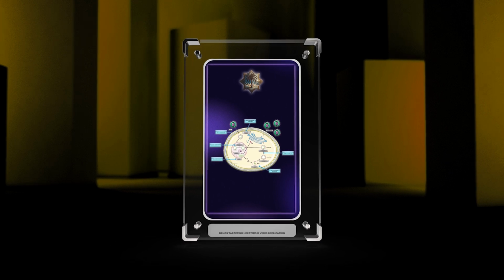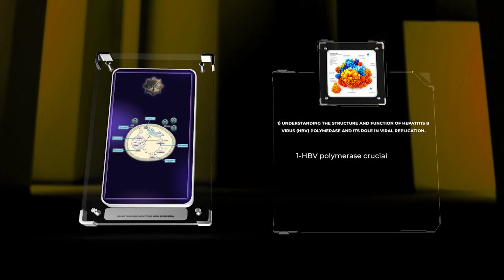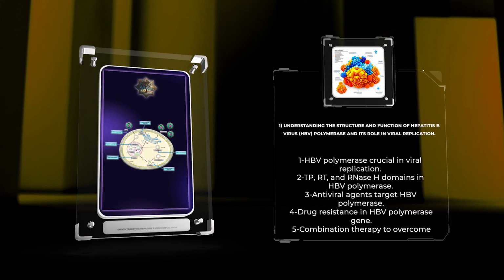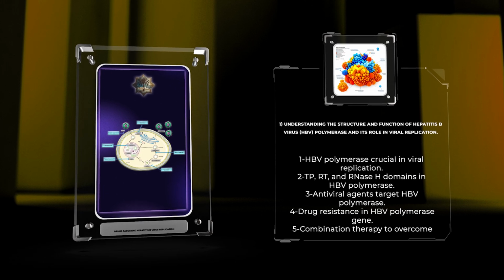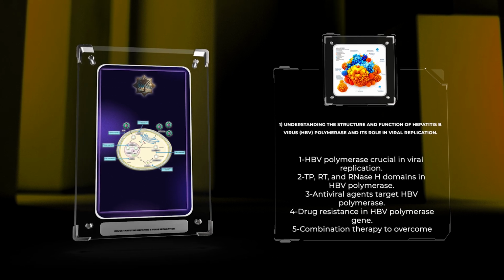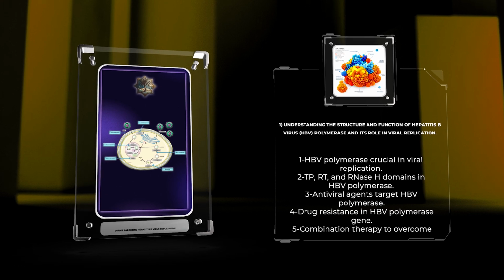So, let's get started. HBV polymerase is crucial in viral replication, synthesizing new viral DNA using reverse transcription. It consists of TP, RT, and ribonuclease H domains with specific functions. Antiviral agents targeting HBV polymerase can inhibit viral replication and halt disease progression through understanding its structure and function.